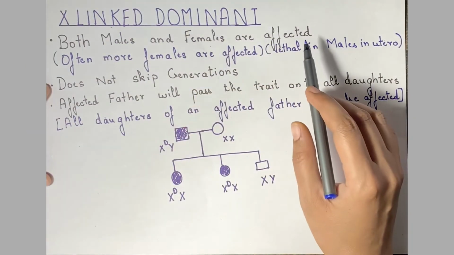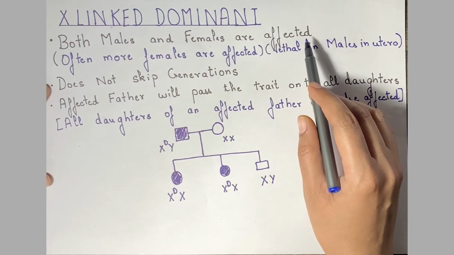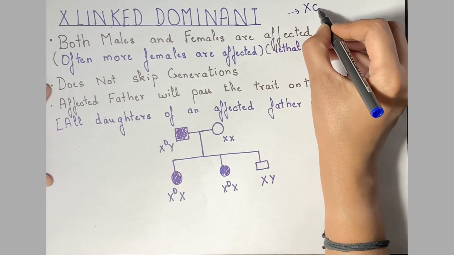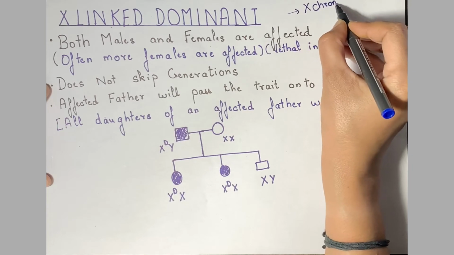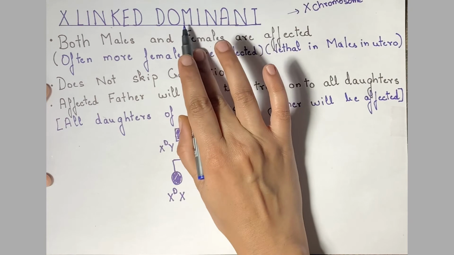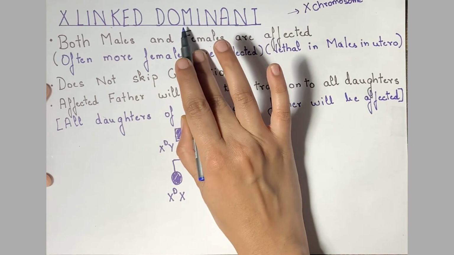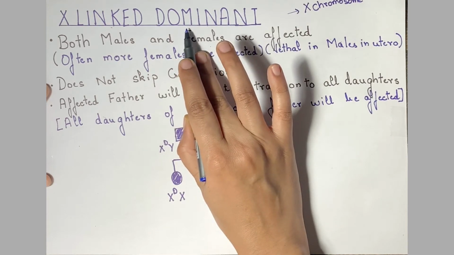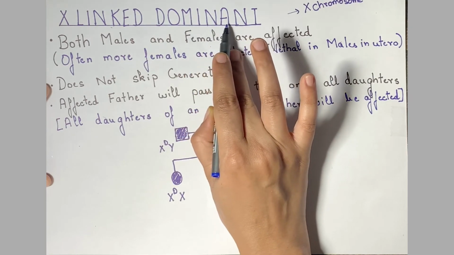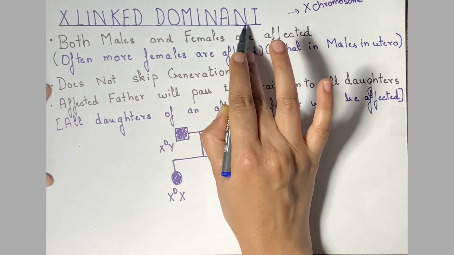Now, X-linked dominant mode of inheritance. In X-linked dominant mode of inheritance, the disease-causing gene or the gene of interest is located on the X chromosome. Since the expression of the trait is dominant in nature, a single copy of the gene is enough to cause the disease phenotype.